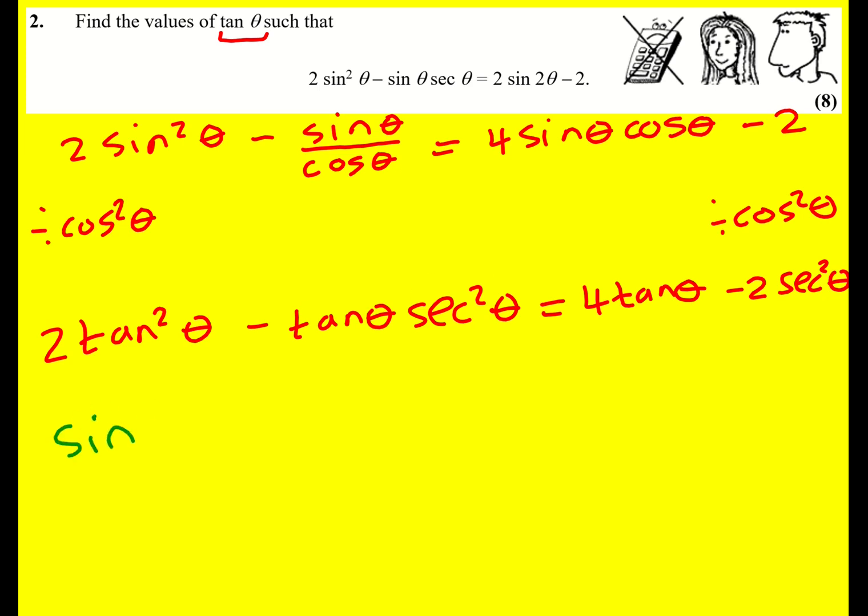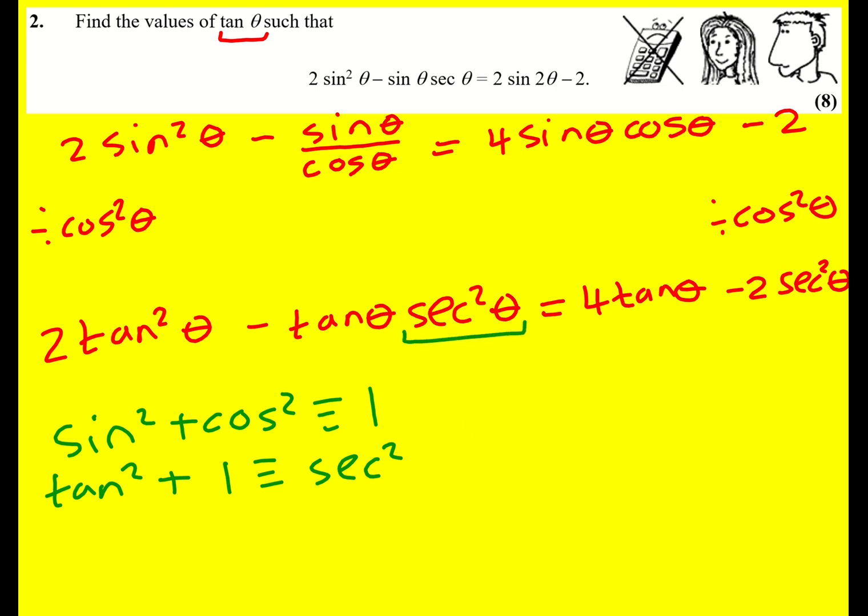Well, we know that sine squared plus cos squared is always 1. If I divide through by cos squared, I'll get tan squared plus 1 is then sec squared. So I can replace the sec squared by tan squared theta plus 1. This is great here as well. Just going to draw an arrow to both.